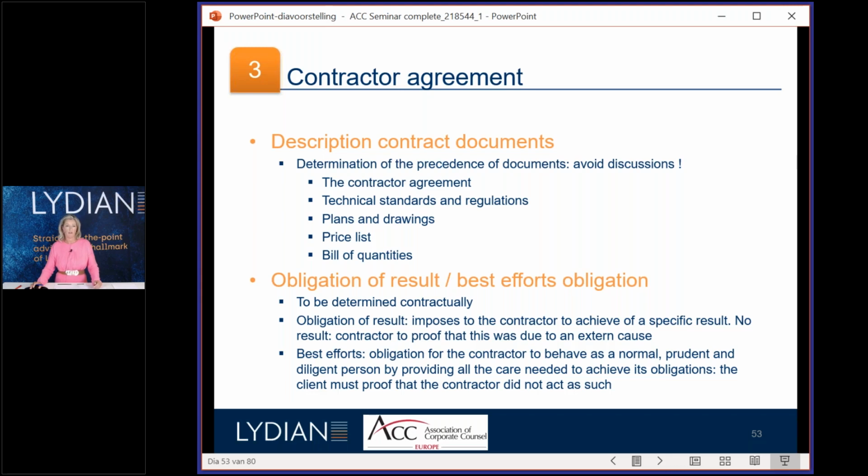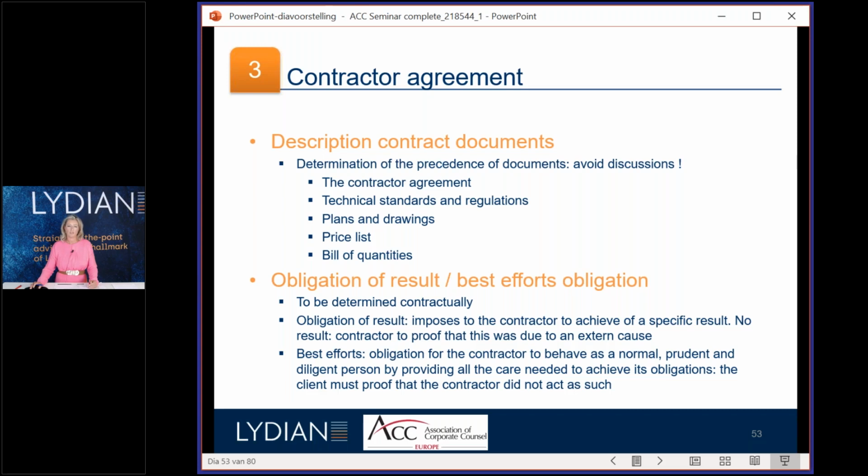Those annexes are quite technical. They can be plans, drawings, price lists, a bill of quantities, etc. So we believe that it's quite important to define the contract documents and also to determine a precedence between those documents in order to avoid any discussions afterwards between the parties. Another important point of attention is the qualification of the obligations of the contractor.